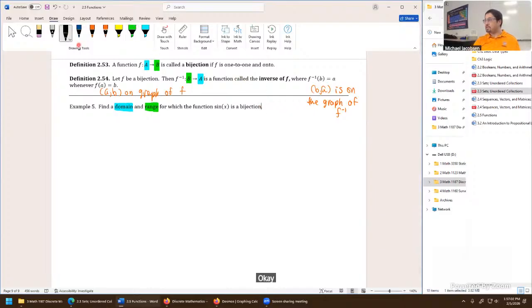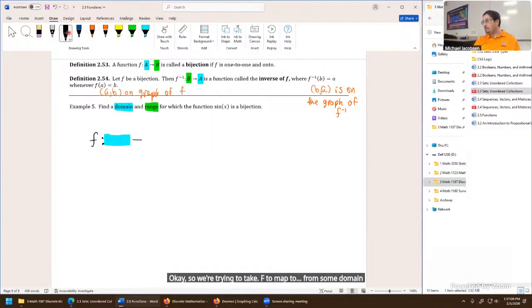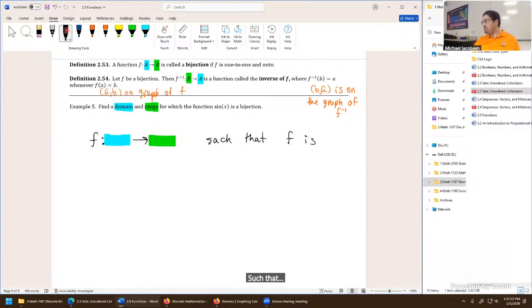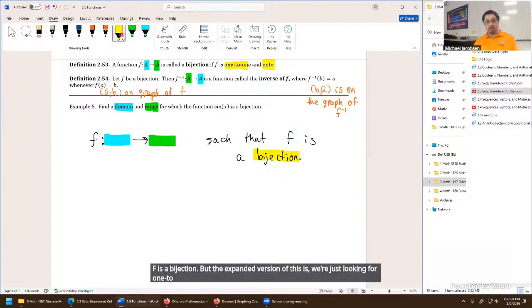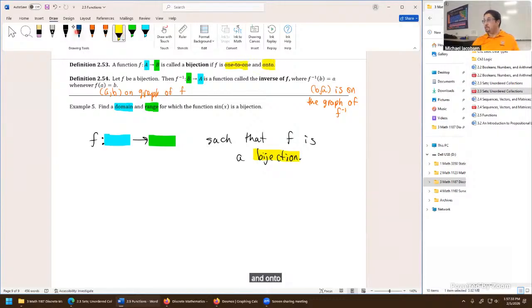Okay, so we're trying to take f to map from some domain into some range such that f is a bijection. But the expanded version of this is we're just looking for one-to-one and onto all at the same exact time.